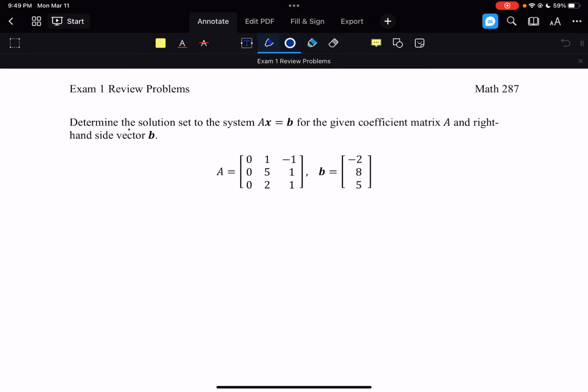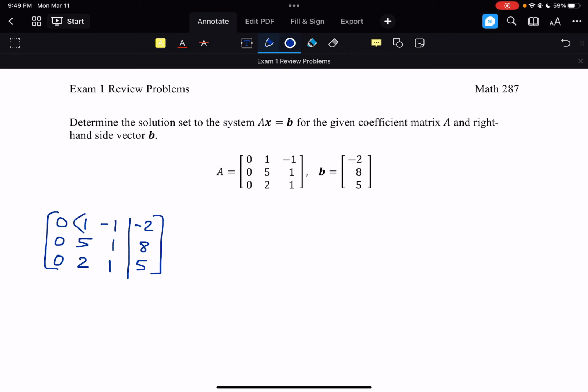We are trying to determine the solution set to this system Ax = b for the given coefficient matrix A and right-hand side vector b. So we're solving a system of equations. Another way that we can think of this system is by augmenting the coefficient matrix with this right-hand side vector. So we're going to have [0, 1, -1], [0, 5, 1], and [0, 2, 1], augmented with -2, 8, and 5.